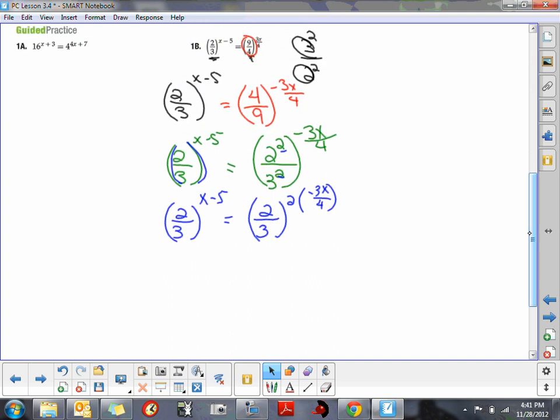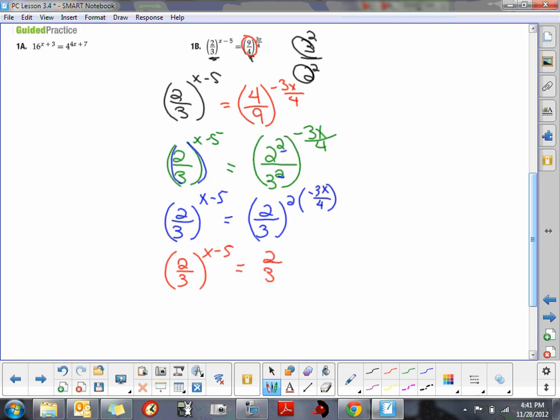So now we have something that's pretty close to what my final product is going to be here. It's 2/3 raised to the x minus 5 equals 2/3 raised to the, and now I've got, this is 2 over 1, negative 6x over 4. Now here's where we use our one-to-one property. The only way that these two quantities can be equal if they have the same bases is if the exponents are equal, because when you raise a base to an exponent, there's only one possible outcome.